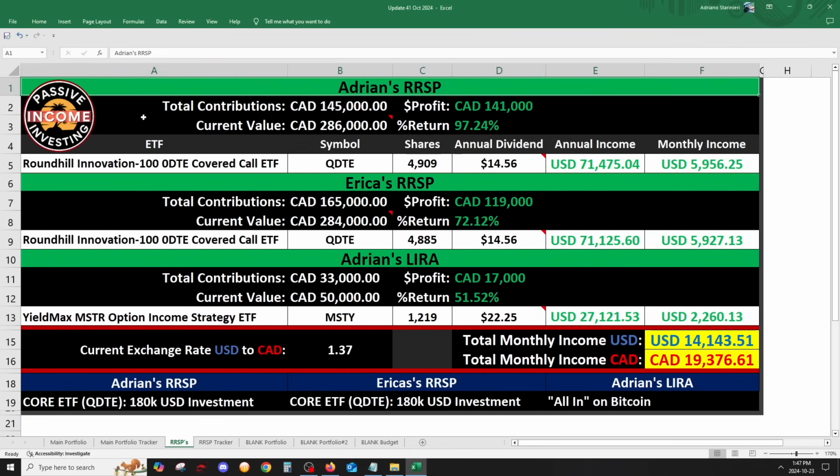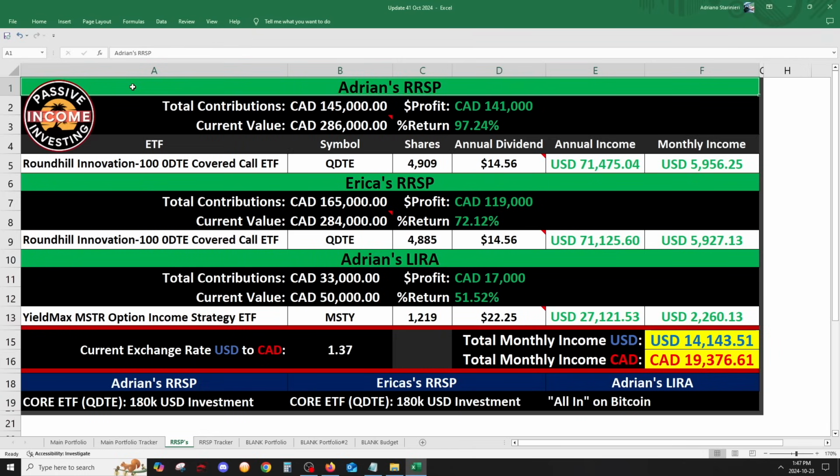So that's it for the retirement account, guys. There's pretty much nothing else I could streamline or do here. It's just QDTE on DRIP and MSTY and MicroStrategy on DRIP. That's basically it, guys. I don't really do much else. So I'm finally finished with the streamlining when it comes to our retirement accounts.